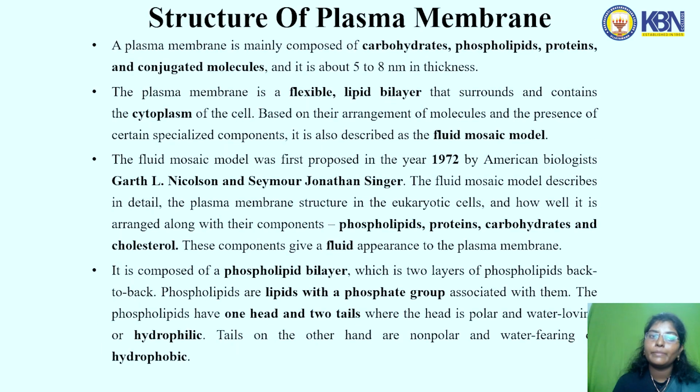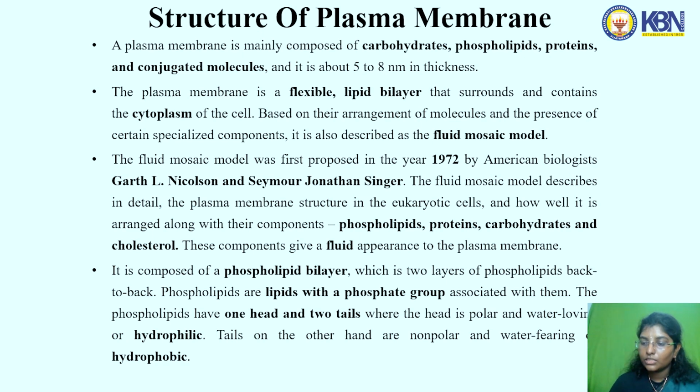The structure of plasma membrane. A plasma membrane mainly consists of four types of molecules: carbohydrates, phospholipids, proteins and conjugated molecules. They are about 5 to 8 nanometers in thickness. The plasma membrane is flexible and a lipid bilayer, which means the lipid layers are present in 2 layers. So this is called the lipid bilayer. And it contains the cytoplasm of the cell.